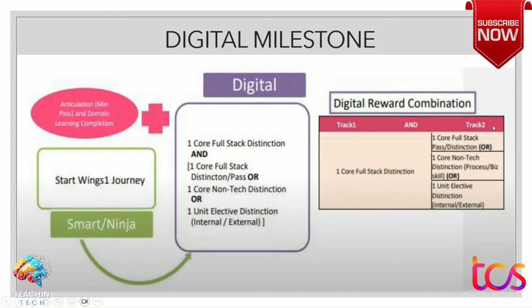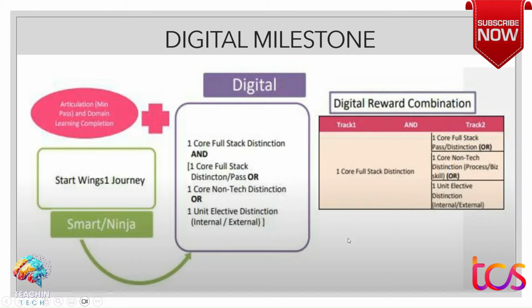Here you see there are track one and track two. For track one, you should definitely finish one core full stack with a distinction. For track two, either you can finish one core full stack with a pass or distinction, or else one core non-tech track with a distinction, that is either process or business skills. Or else another option is one unit elective with distinction, which is either internal or external.